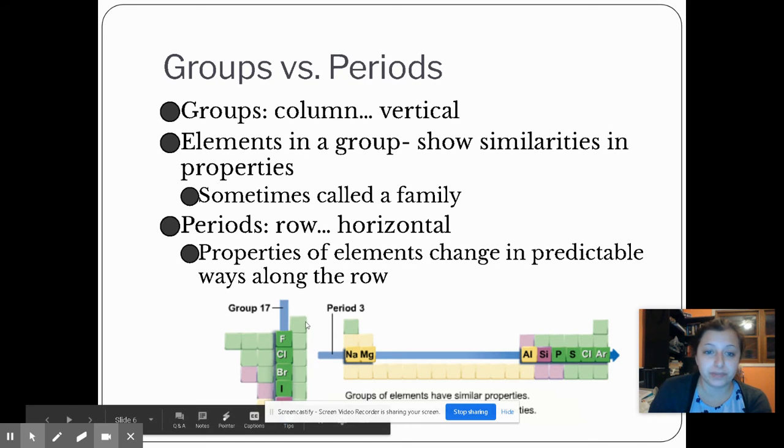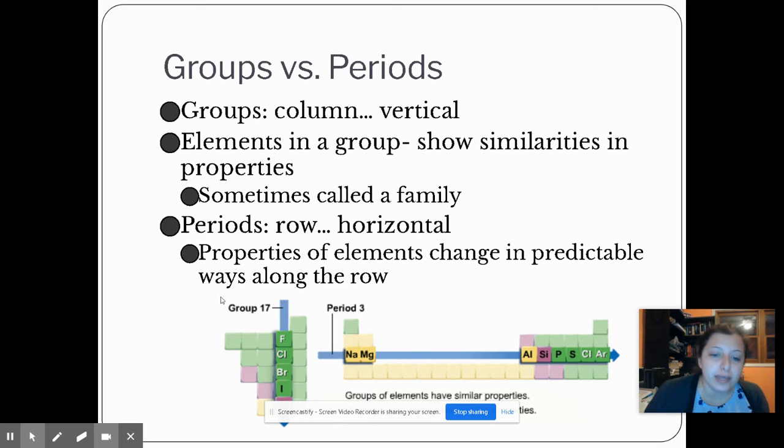Groups are up and down. They are vertical. Sometimes they're called a family. These groups, oh, everything's kind of in the way. Let me stop moving. Yep, thought it would fade. Oh, yeah, there we go. So groups, they're up and down. Those are going to share similar properties. So for example, the group that's shown is group 17.